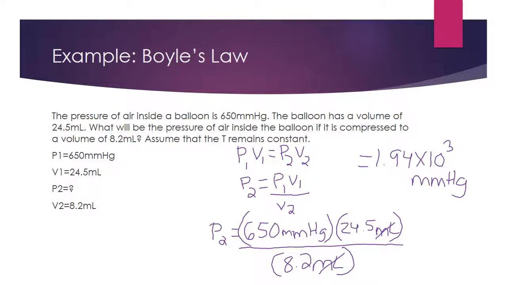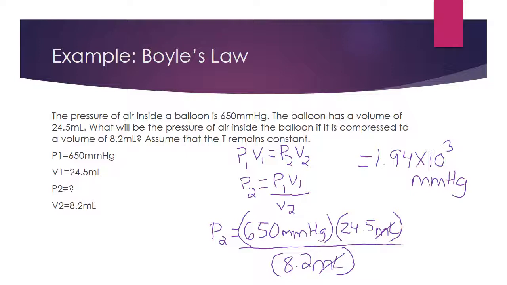So now for an example of Boyle's law. The pressure of air inside a balloon is 650 millimeters of mercury. The balloon has a volume of 24.5 milliliters. What will be the pressure of air inside the balloon if it is compressed to a volume of 8.2 milliliters, assuming that the temperature remains constant?